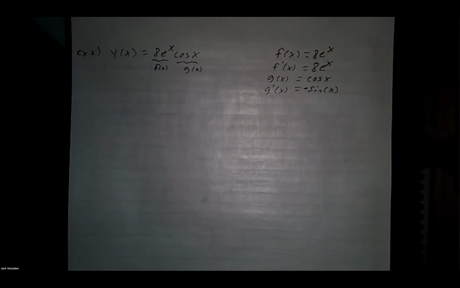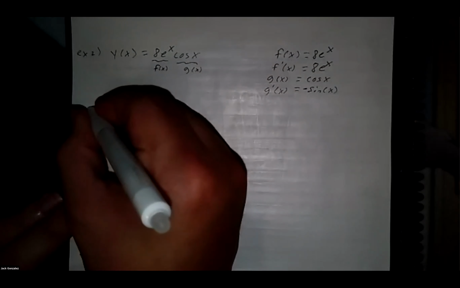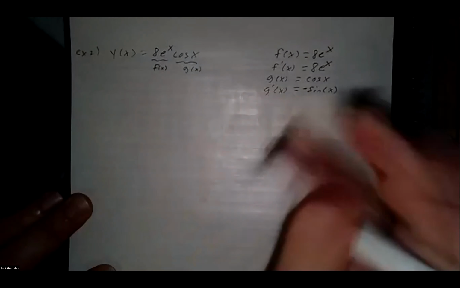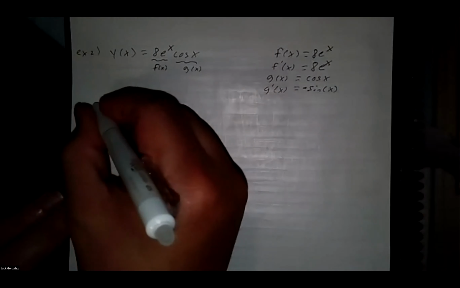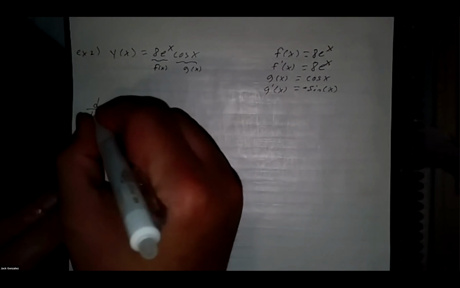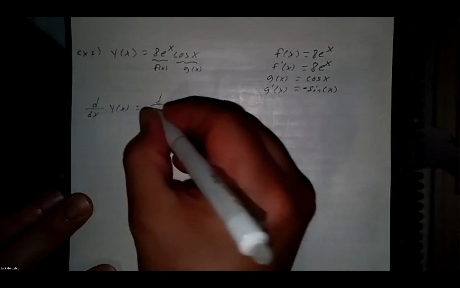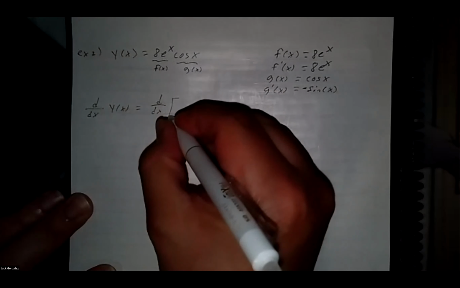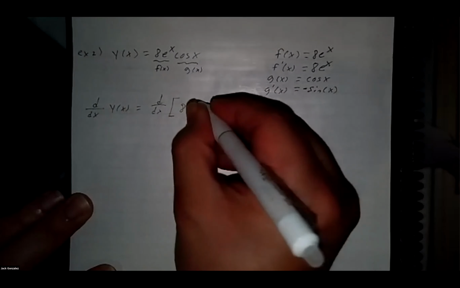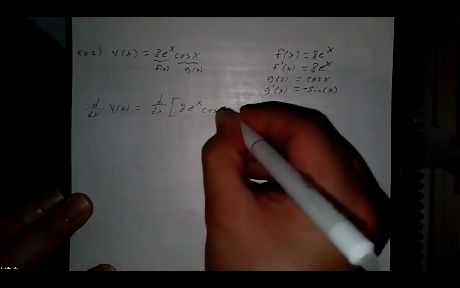Okay, so here we go. Derivative of the entire function. This time I'm going to use the other notation, just so you can get used to it. So d/dx of y of x is equal to d/dx of this entire thing. All that means is take the derivative. That's it.